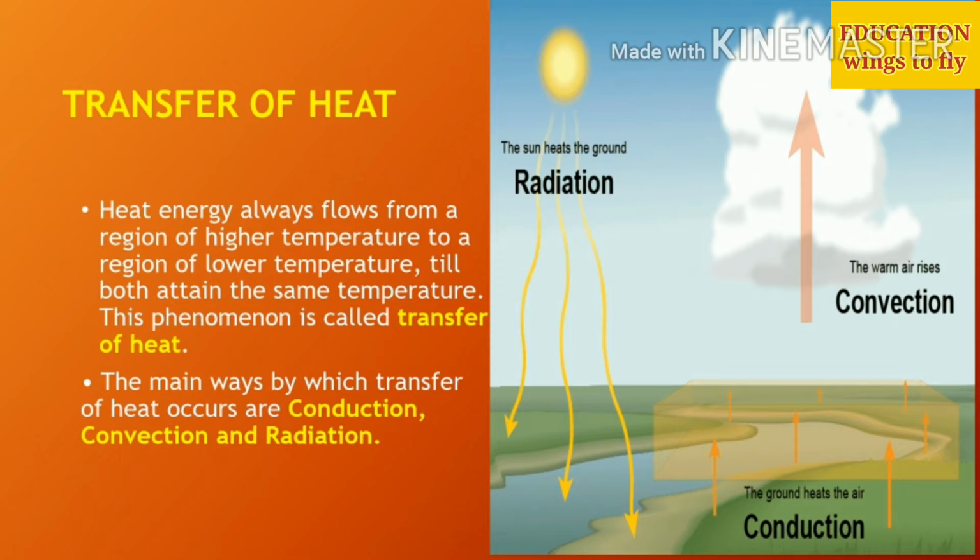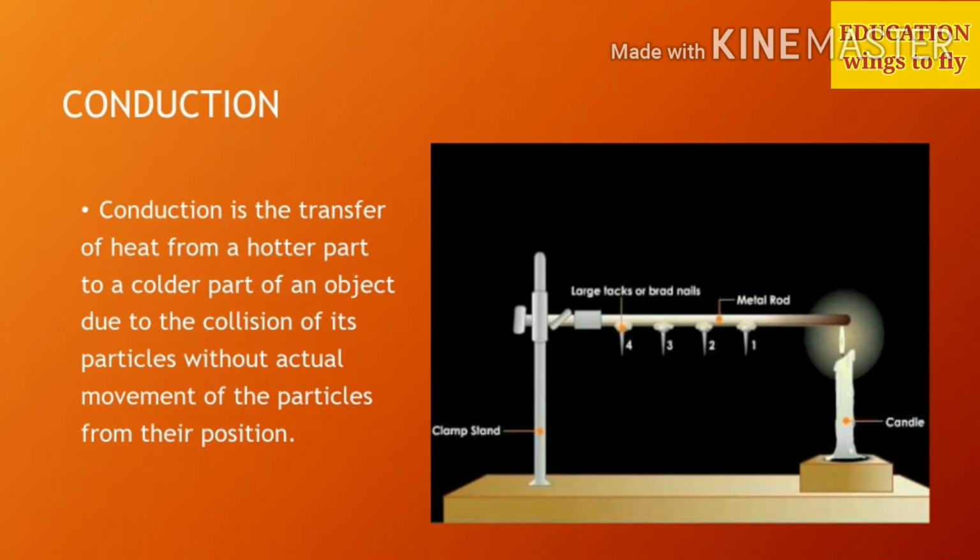Let us discuss one by one in detail. First, we will talk about conduction, then convection, and then radiation. Conduction is the transfer of heat from a hotter part to a colder part of an object due to the collision of its particles without actual movement of the particles from their position.